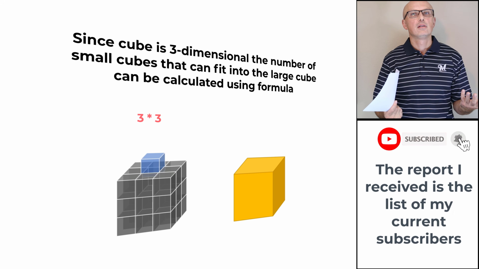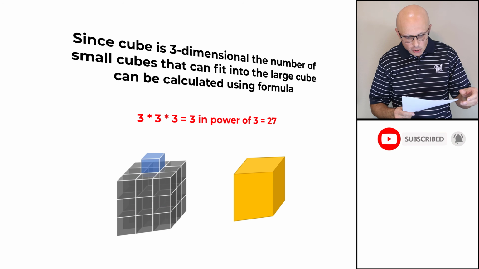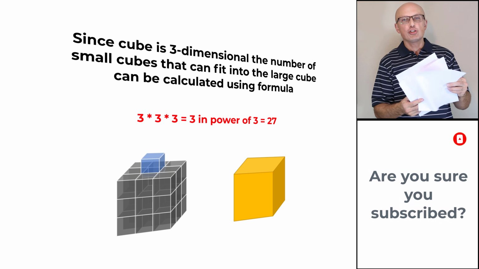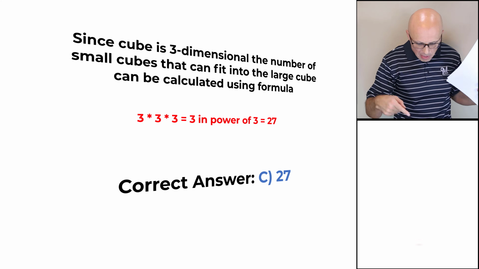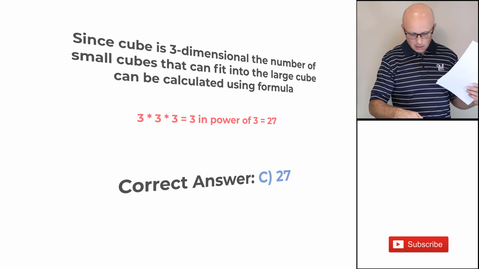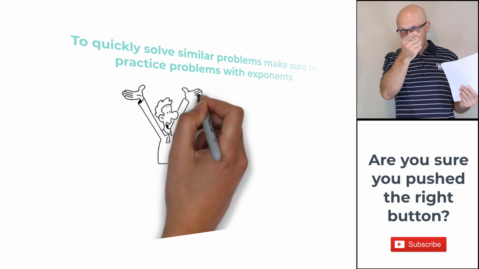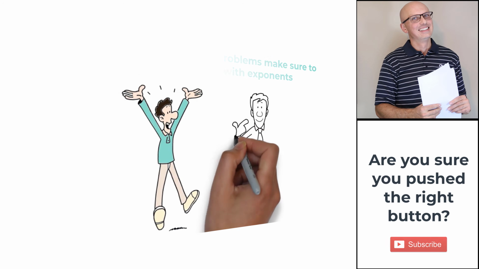The formula is 3 multiplied by 3 multiplied by 3 equals 3 cubed equals 27. So the correct choice here is choice C, 27. Hopefully you've nailed this question and now know how to answer similar problems on the test.